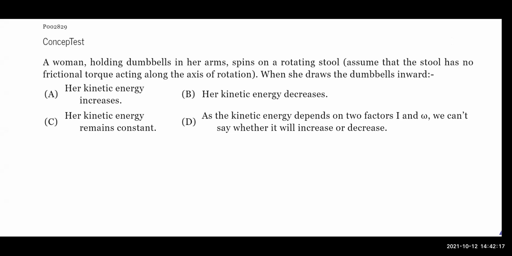Okay, so let us see. How many have answered? 10. So I hope all of you understood this problem, right? Hota kya hai? A woman holding dumbbell in her arms spins on a rotating stool. Assume that the stool has no frictional torque acting on the axis of rotation. When she draws the dumbbell inwards, ये हम लोगों ने कल ही देख लिया था. Yes or no?